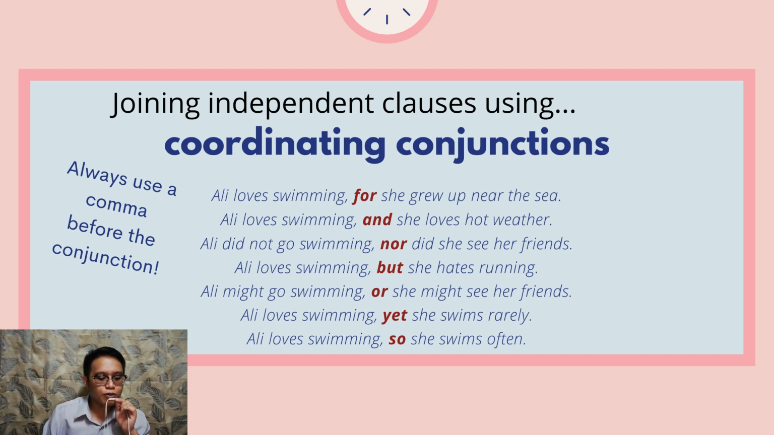Another example, Ali loves swimming but she hates running. So, we have one idea here, Ali loves swimming, and another idea here, she hates running. And kaning duha is being connected by the coordinating conjunction but. Okay? So, that's easy. Coordinating conjunctions, pwede natin siya i-connect. Okay, i-connect na to ang duha ka independent clause. We connect the two independent clauses.